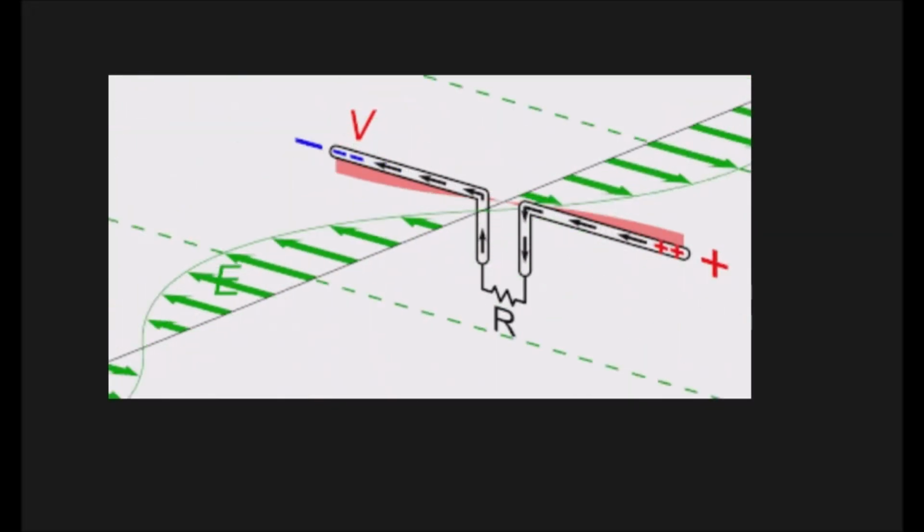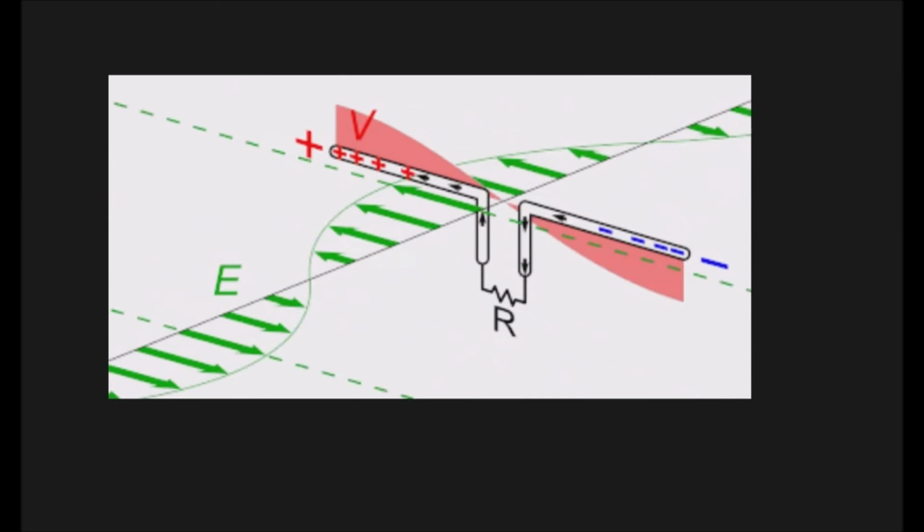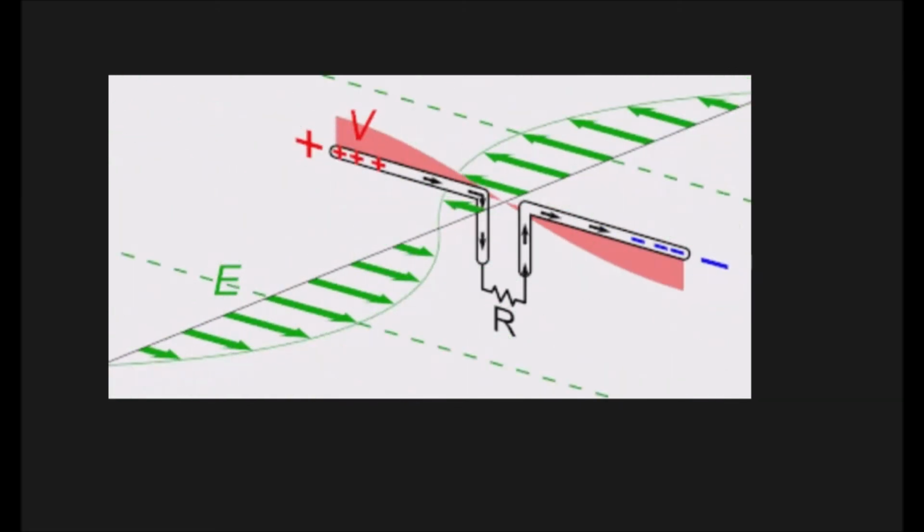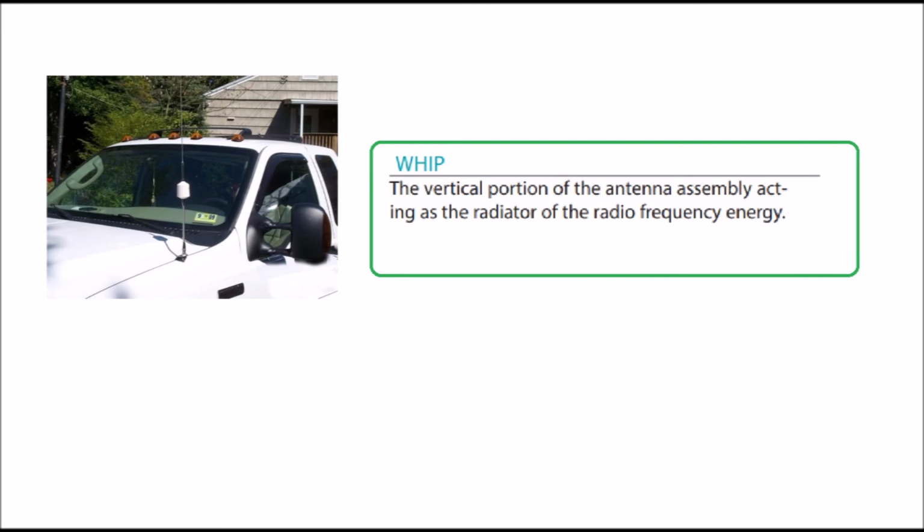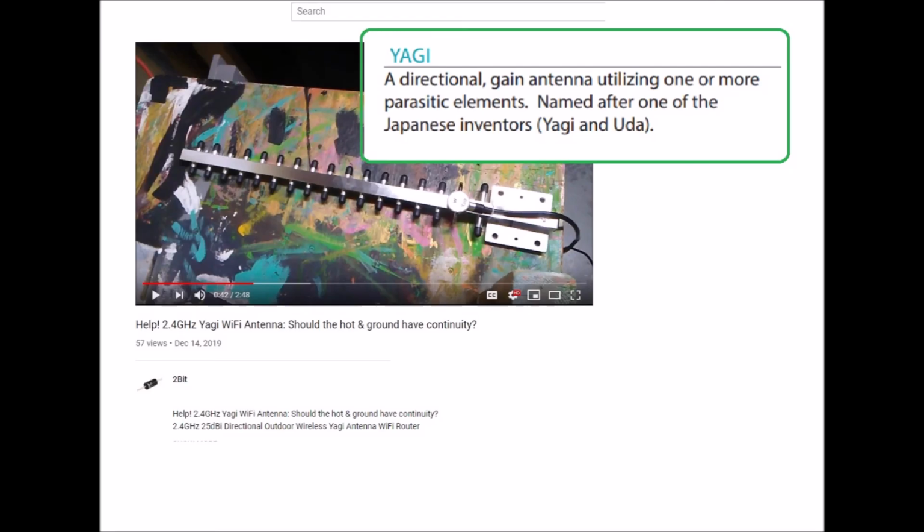Top of the page toward the right. Wavelength. See basic antenna concepts. Whip. W-H-I-P. Whip. The vertical portion of the antenna assembly acting as the radiator of the radio frequency energy. Last definition on the list, Yagi. A directional gain antenna utilizing one or more parasitic elements, named after one of the Japanese inventors, Yagi and Uda.